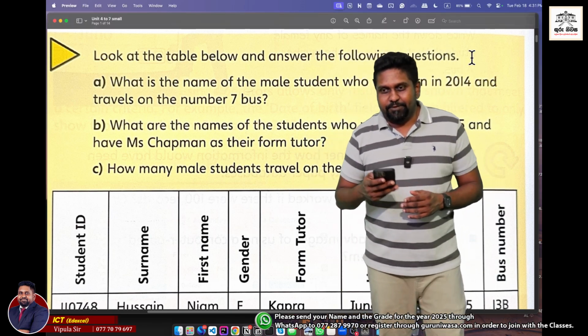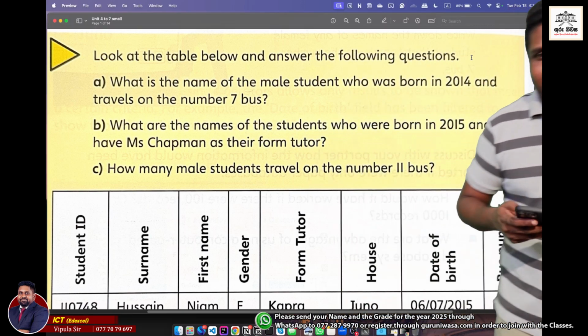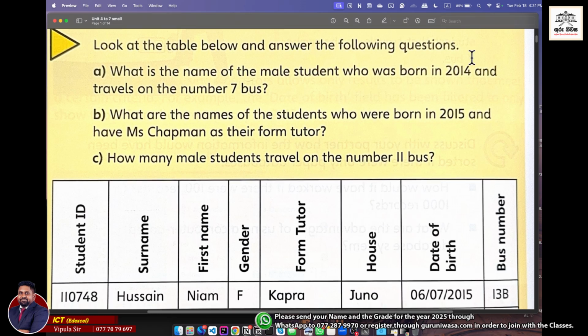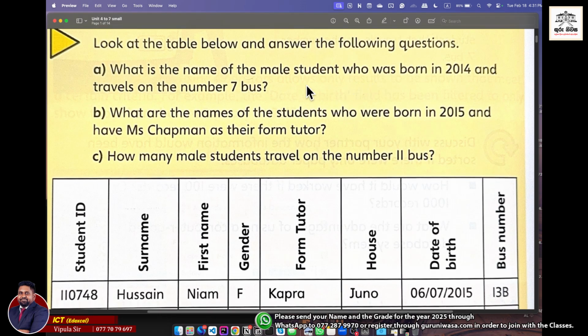Now you guys can tell me what it is. What is the name of the male student? What are the filters? What do we call the filters here, Dirana? What are the filters?